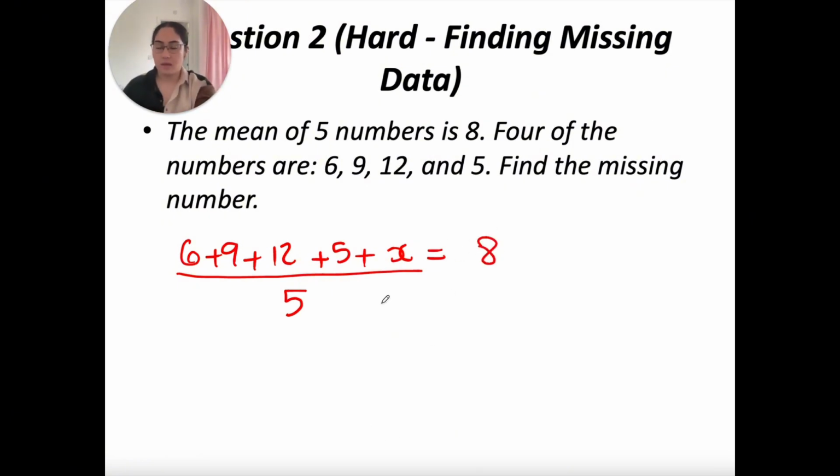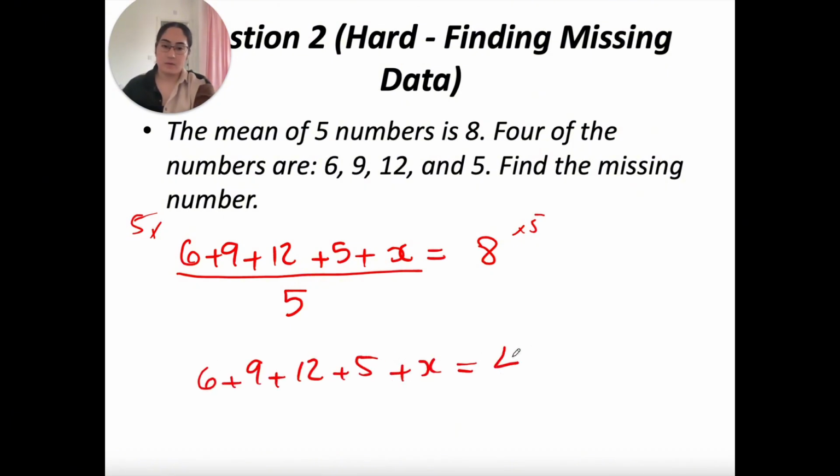So then we work backwards to solve for x. If we do the inverse of this, that means we're going to multiply both sides by 5, and we're left with 6 plus 9 plus 12 plus 5 plus x is going to equal 40. So when we add all the 5 numbers together, it should give us the number 40. So we're going to add 6 to 9 to 12 to 5 to simplify, which gives us 32. 32 plus x gives us 40. So what number plus 32 gives us 40, and x is 8, because that number will be 8.